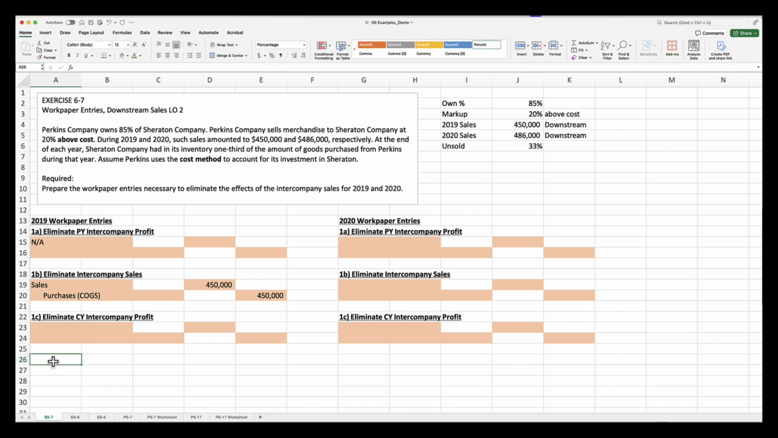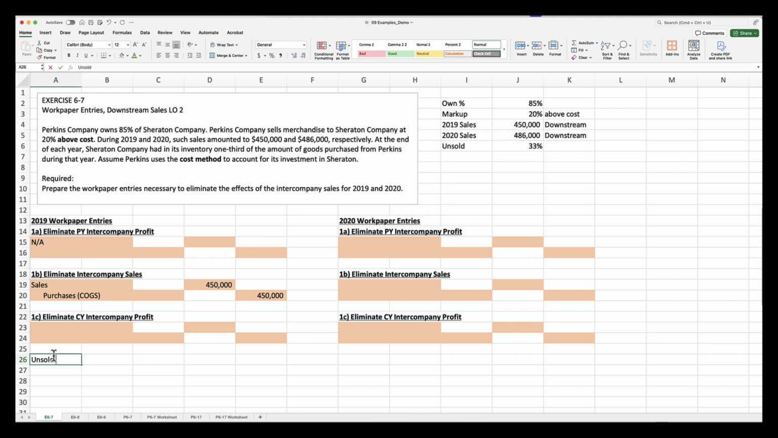Okay, so what we need to do is figure out of this $450,000 of sales, how much remained unsold by our subsidiary that purchased the goods and is sitting in their inventory. So what we're going to do, this is the situation where it's above cost, the one I don't like. So we're going to break it down into a few steps.